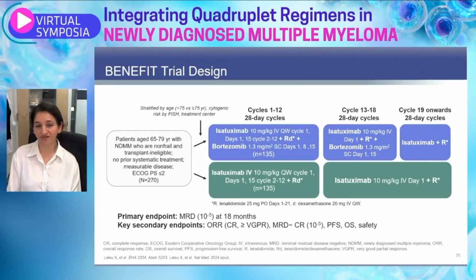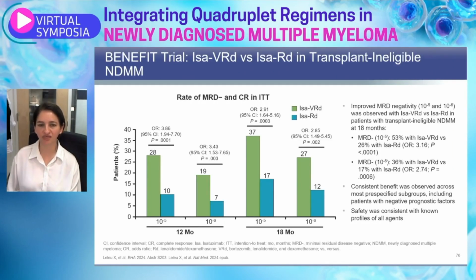This then led to the BENEFIT trial. This is an IFM-driven trial, and what they did here is almost like a Maya comparison. So an anti-CD38 monoclonal antibody with lenalidomide compared to VRD with the addition of isatuximab. And if you look at the data out here, we don't have the PFS yet, but you see that the MRD negative rate has been substantially increased, and we know that MRD negativity translates into a progression-free survival benefit.